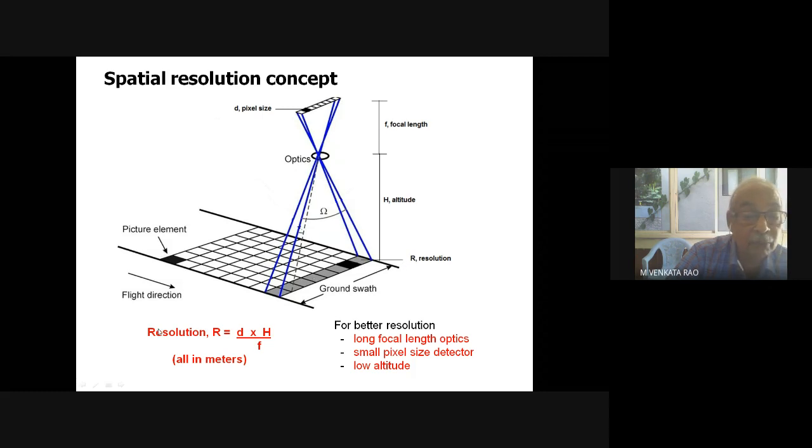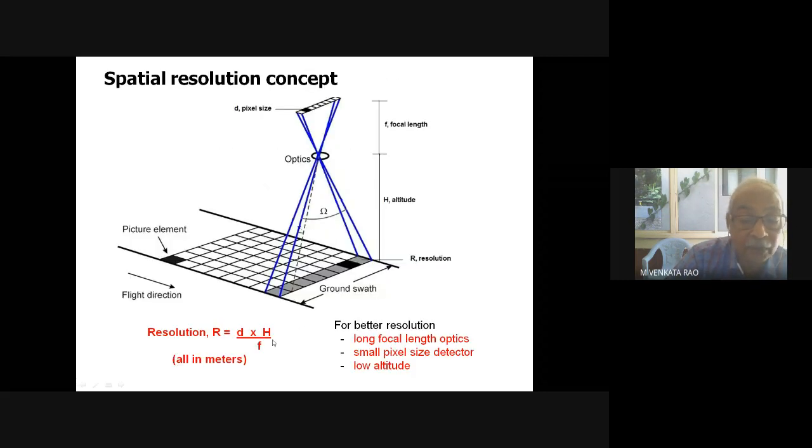So how do you get the resolution mathematically? Resolution R is equal to pixel size D into altitude H divided by focal length. Of course, you should be careful: all units should be the same, because this will be in micrometers, this will be in kilometers, and normally focal length will be a few millimeters. So you convert everything into the same units and calculate the resolution.